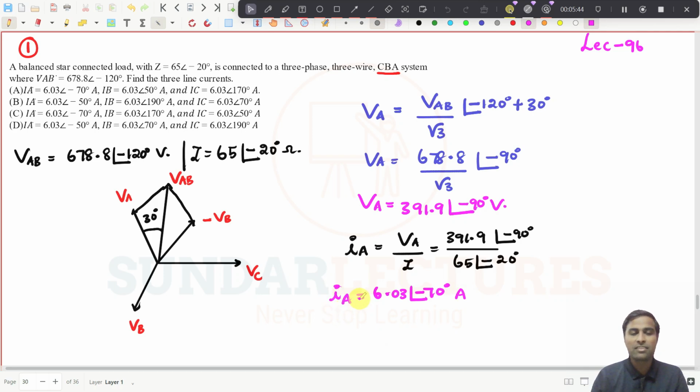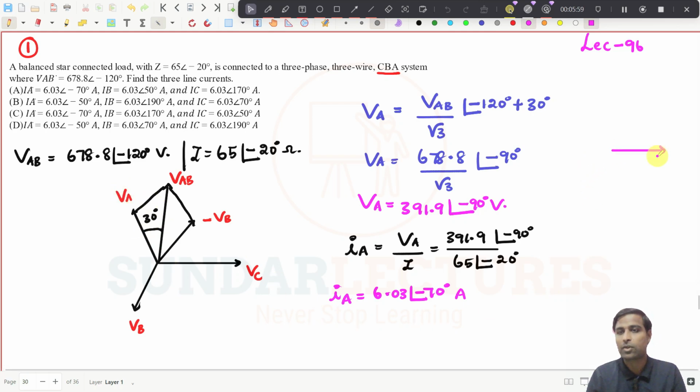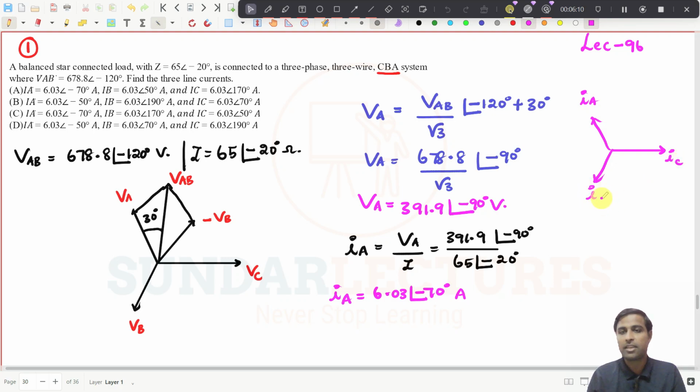See, if this is A, try to understand one thing here. You know now what is A? What is the system now? It is CBA, right? You know this value. Maybe I will draw here the current one. This one, and then this one, right? So if this is IC, this is CBA, right? So now this is the value.